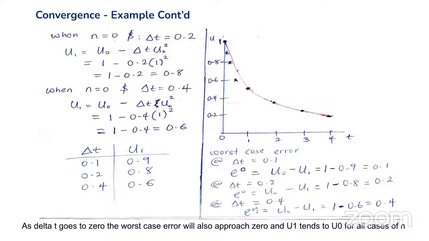So as delta t is going to 0, we can find out that the error is also going to 0. It's also approaching 0. So as the error is reducing, because as delta t is going to 0, u1 tends to look like the original curve, for all cases of n. So for this particular method, at this point in time, we can say that this method looks to be convergent. Okay, it's converging, representing the original curve that we have over there. Okay, so quickly let's go to the next slide.